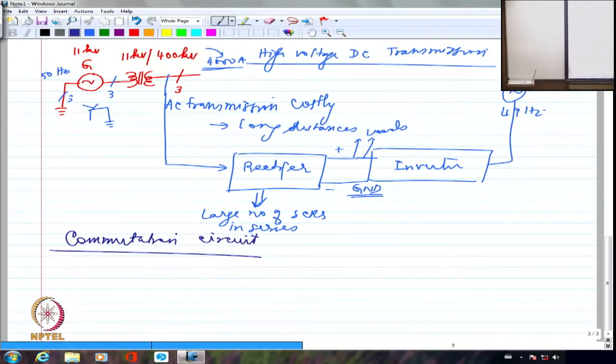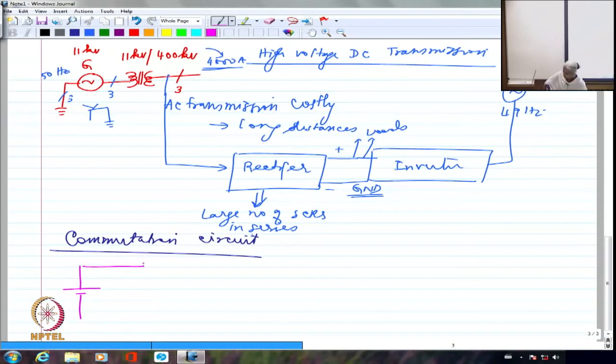What we mean by commutation is to turn off an SCR circuit. How are we going to turn off a circuit? I'm going to take an example and explain it so that you'll be able to get an idea of how an SCR is turned off. So let us say I have a chopper circuit. Again, that is one of the simplest circuits, so I'm going to take a chopper.